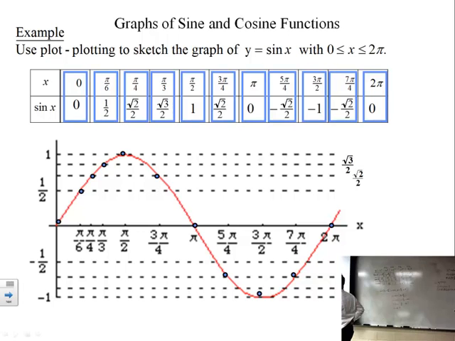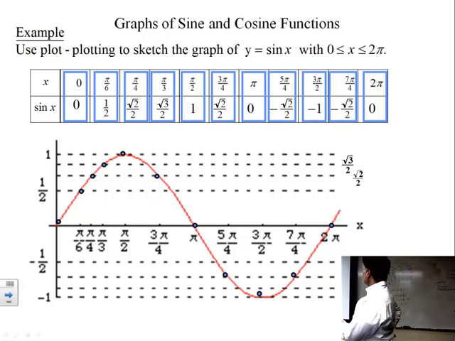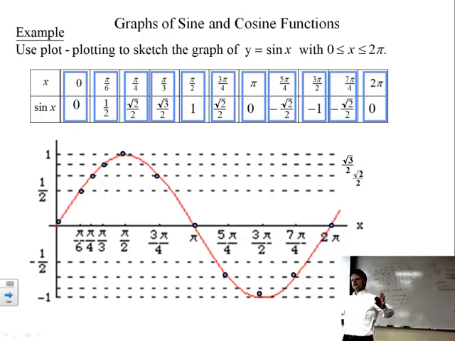So let's do the sine and cosine functions first. Here we're going to graph the function y equals sine of x, and we'll do it in the interval 0 to 2 pi, because we know outside this interval, the function repeats itself, so it looks exactly the same.